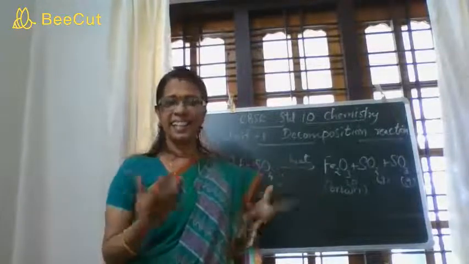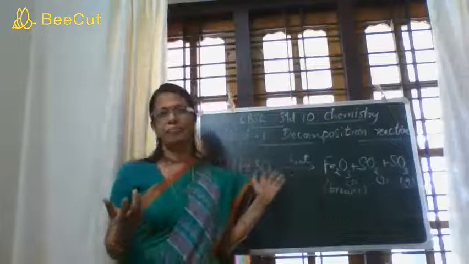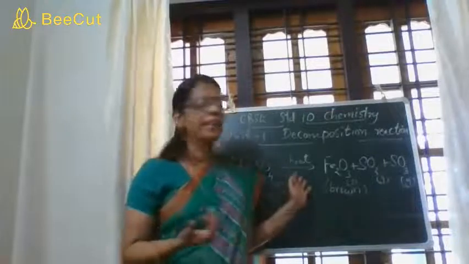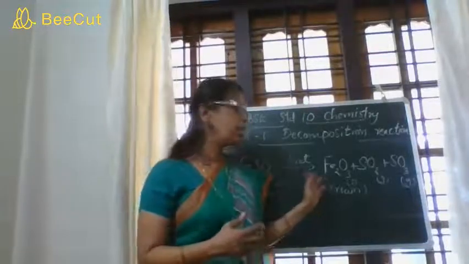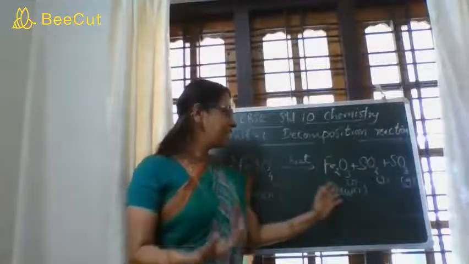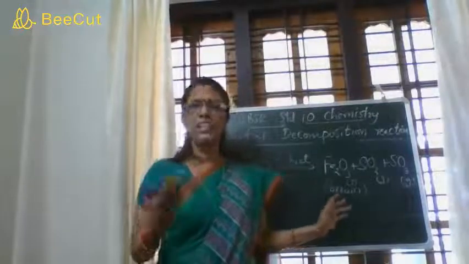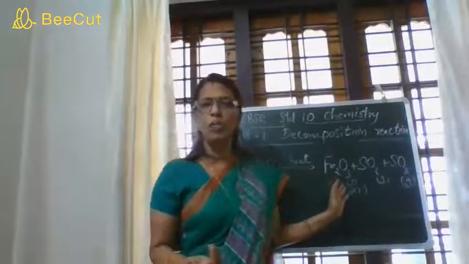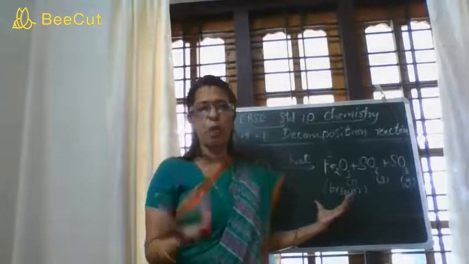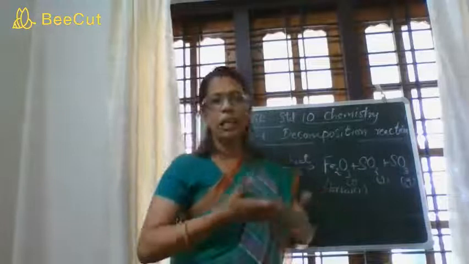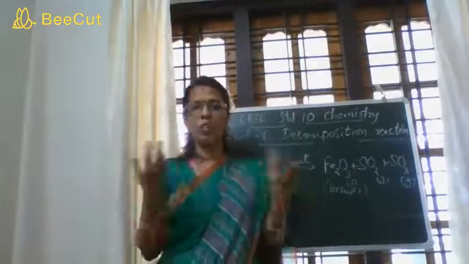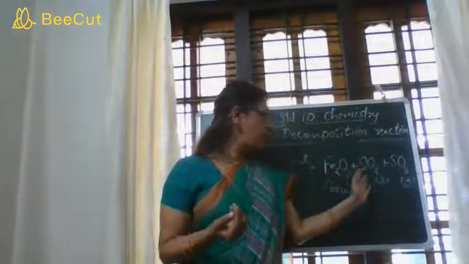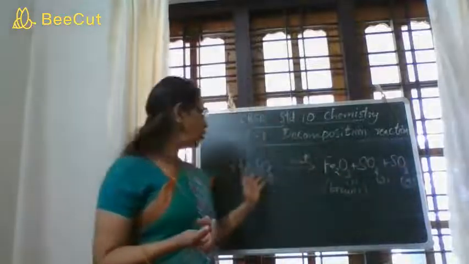When these green crystals are taken in a boiling tube and heated, you can see that gradually the color of the crystals is changing into a brown color. What is the reason? Because ferrous sulfate, which is green, is changed into ferric oxide. Ferric oxide has a brown color, and along with that we also get a sharp smell from two gases. Sulfur dioxide is formed and sulfur trioxide is also formed.